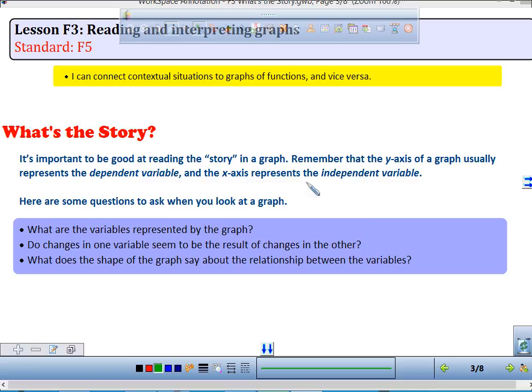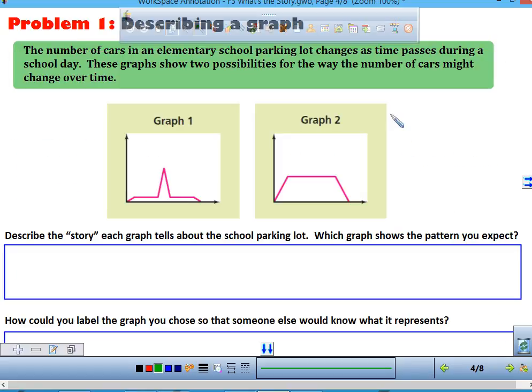For the graph, make sure it's reasonable for the graph. So, the first one we're going to look at is this problem. It says the number of cars in an elementary school parking lot changes as time passes during the school day. Each graph shows two possibilities of the ways the number of cars might change over time.